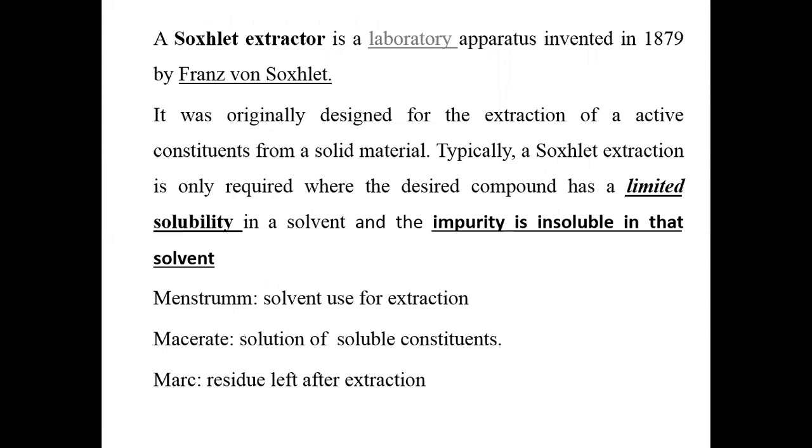The Soxhlet extractor is a laboratory apparatus invented in 1879 by the scientist Franz von Soxhlet. It was originally designed for the extraction of active constituents from a solid material. Typically, a Soxhlet extraction is only required where the desired compound has a limited solubility in the solvent and the impurity is insoluble in that solvent.